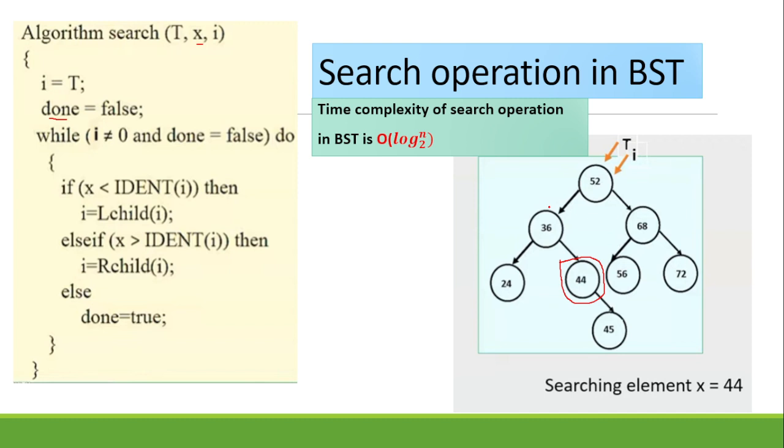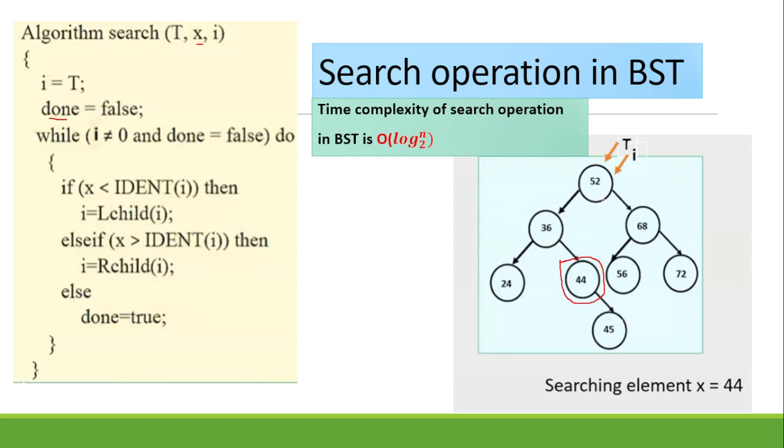Otherwise, if the search key is greater than that of the root node, it means that the search key is somewhere in the right side or in the right subtree of the particular node. So we have to shift I to point towards the right child of the root node. Then if the particular node I contains the search key, we have to return that node's value. That variable done, like a flag variable, will be made true.